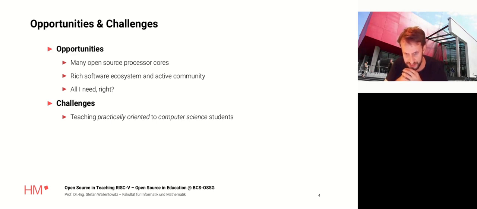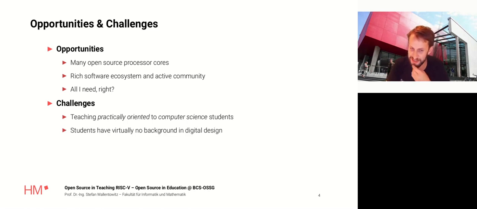And that's one thing, when you come from university as a PhD, it's a little bit different, right? It's not always practically oriented. And yeah, the biggest gap for me was computer science. As we are so practically oriented, they are educated a lot in programming, on different levels than I have been programming, to keep it that way. And that turned out to be a big challenge because they have virtually no background in digital design.